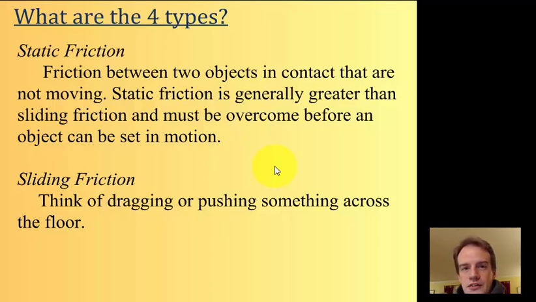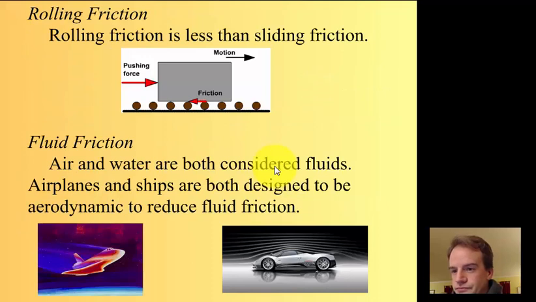Sliding friction is that associated with dragging or pushing something across a floor or a surface. That's sliding friction. Rolling friction is a lot less than sliding friction. Rolling friction, there are wheels that allow it to roll, so that friction is less. Fluid friction exists wherever there's a fluid, and fluids include air and water. That's what we're generally going to talk about when we have fluid friction.